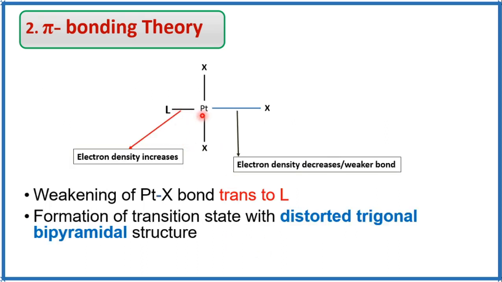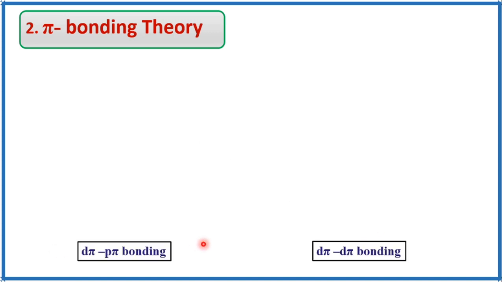Because of this formation of pi bond between the metal and the ligand, the bond between platinum and ligand L will have more electron density, or it becomes a stronger bond. And because of this stronger nature, the opposite bond between platinum and this X will have lesser electron density, and this becomes a weaker bond, and this leads to the easy replacement of this X by the entering ligand. So here weakening of the platinum X bond, which is trans to L, is taking place, and in this reaction, whenever the entering ligand enters and reacts with this complex, we can see the formation of a distorted trigonal bipyramidal structure as the intermediate.